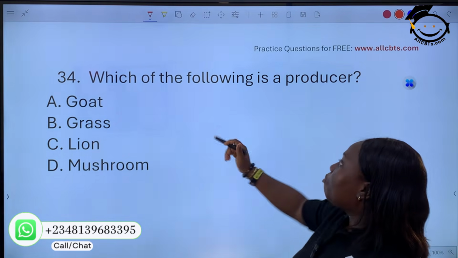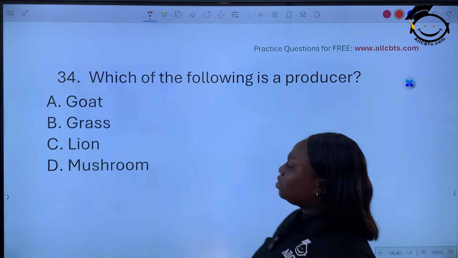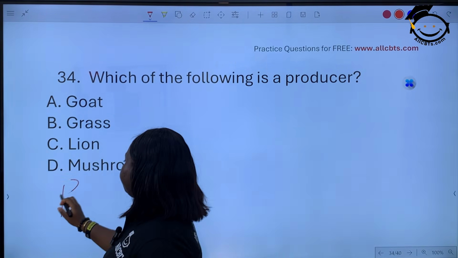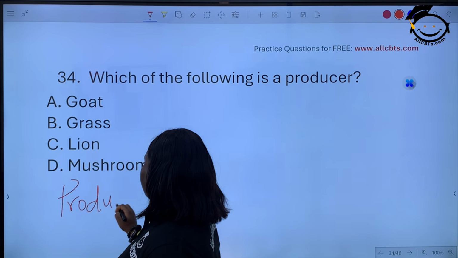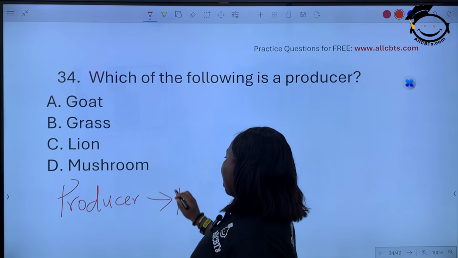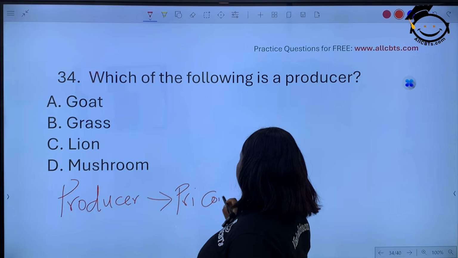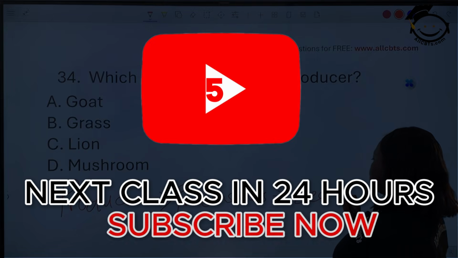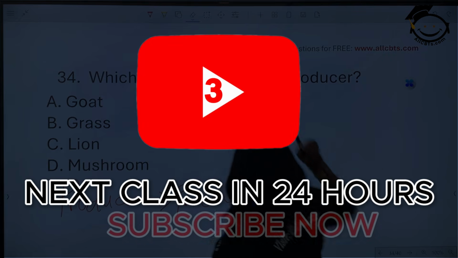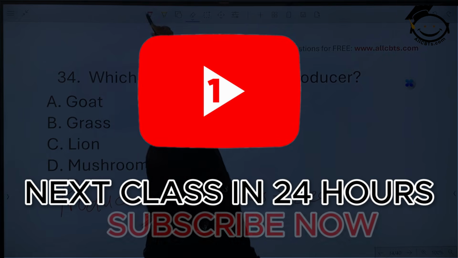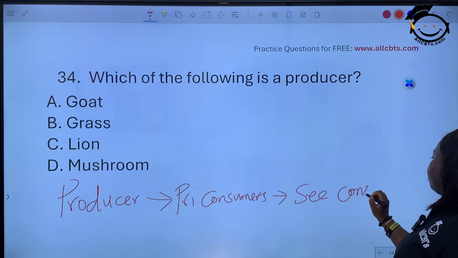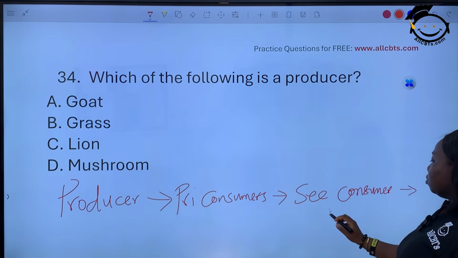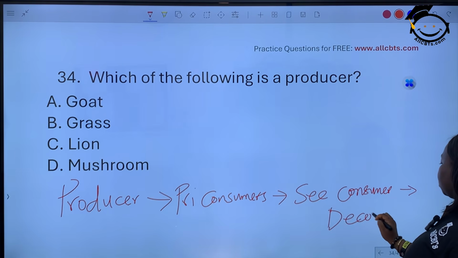Number 34. Which of the following is a producer? Now, what are producers? Don't forget that we have producers. From the producers, we have the primary consumers. Then we have the secondary consumers. Then we have the tertiary, then you can say we have the decomposers.